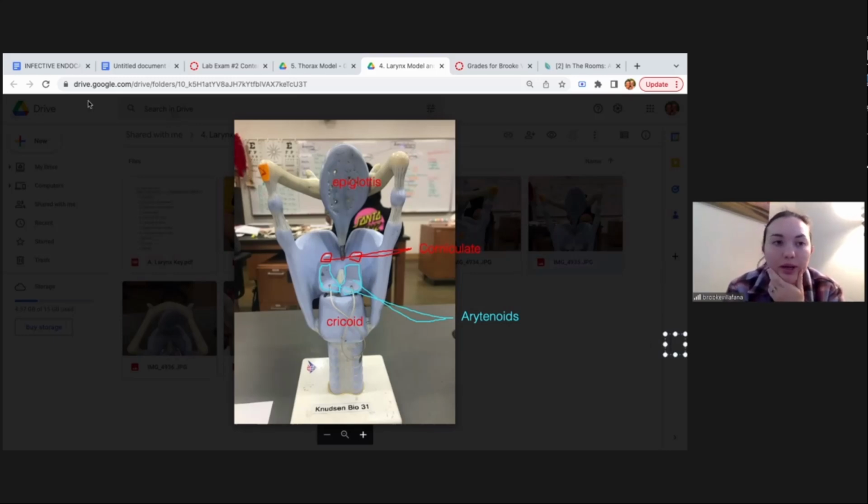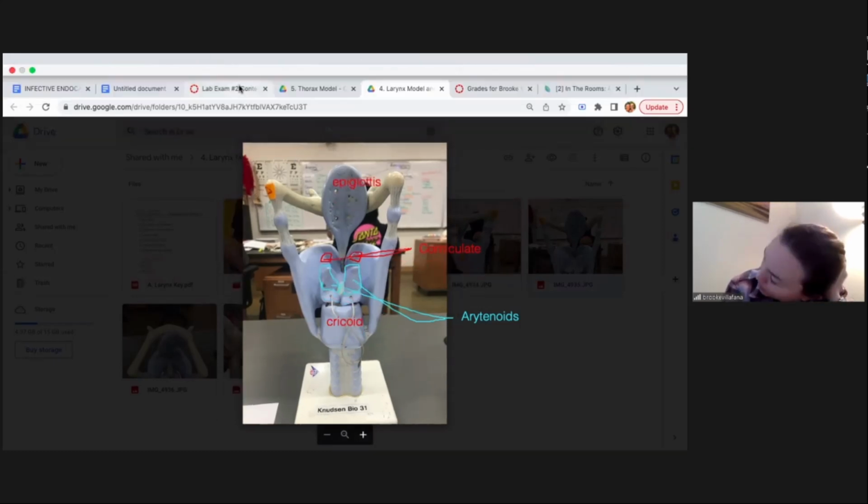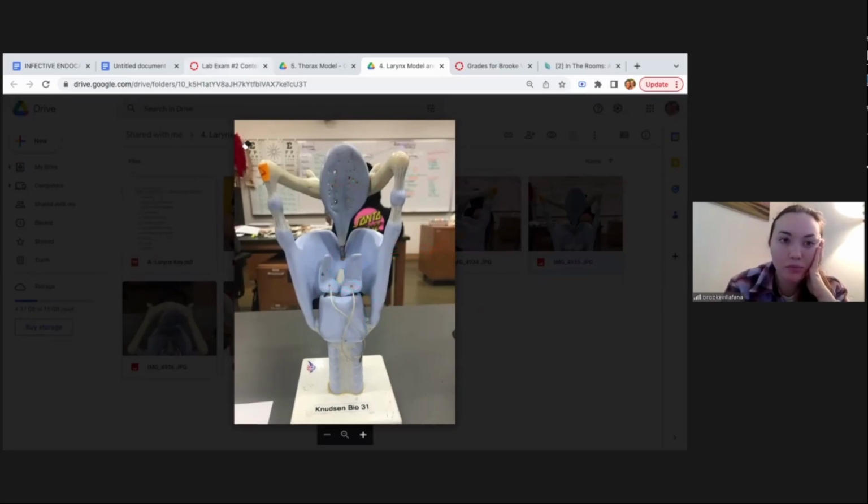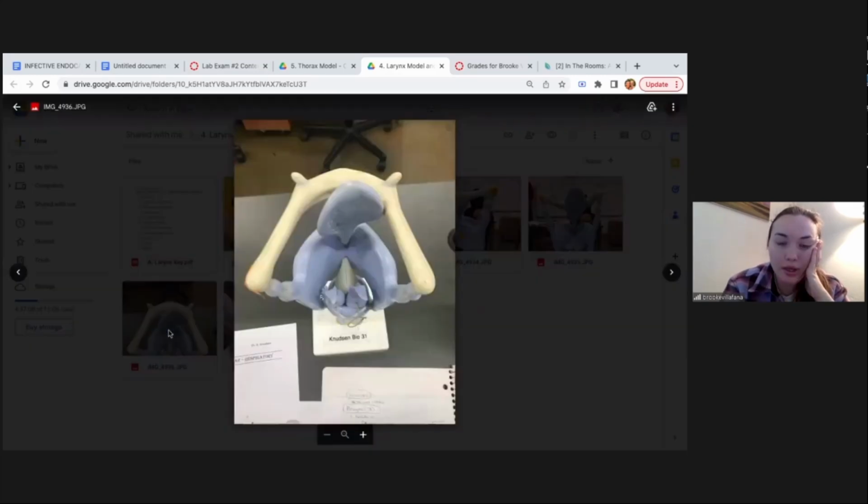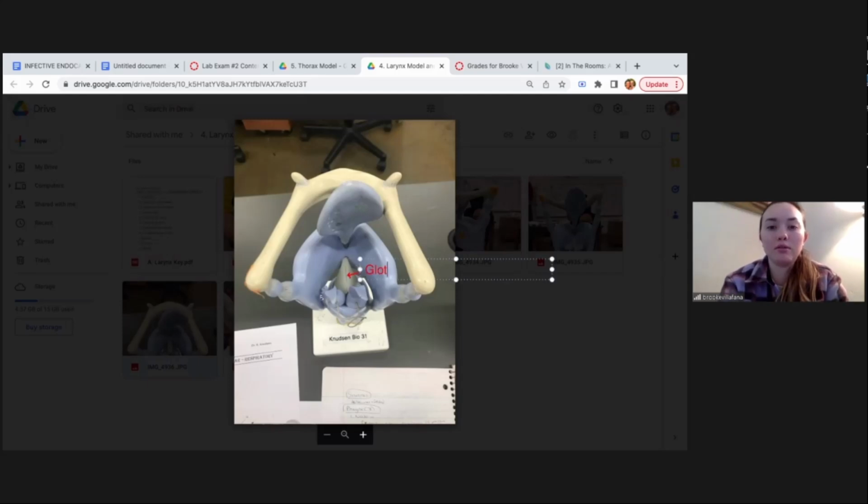Good, and then I'm gonna show you the last part here. We'll look at the glottis. Right here is our glottis. So the opening that allows you to make sound when you speak is this little opening here. It's like a little slit, and that is our glottis. So this is an epiglottis, like above the glottis, and that's the glottis there. Okay. Any questions?